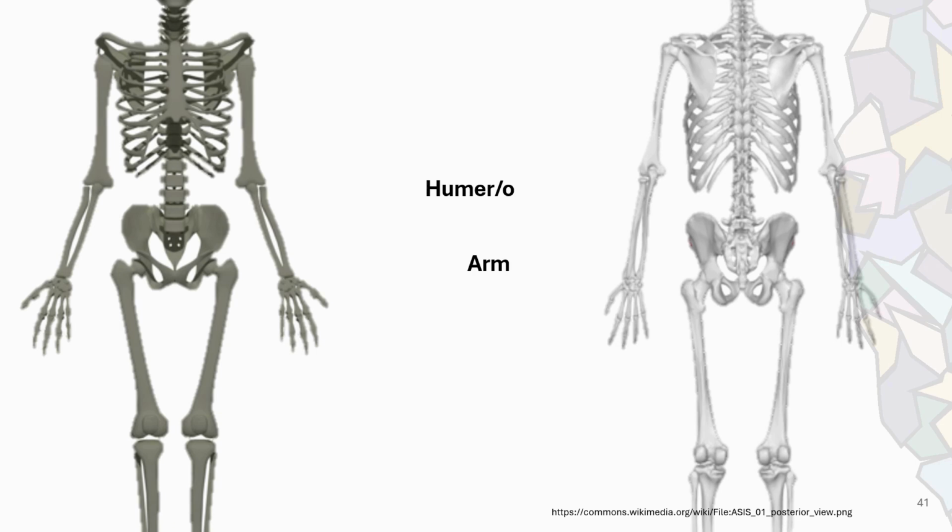Humero. Okay, humero is coming down into the arms. So we can see we actually have two, right? From the shoulder to the elbow, okay, is the humerus bone. Okay, humero is the bone.